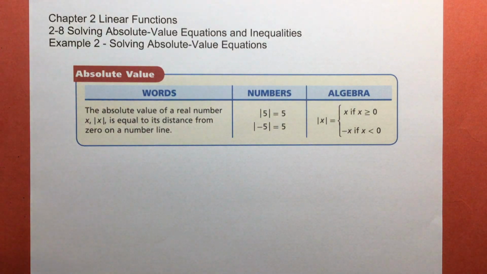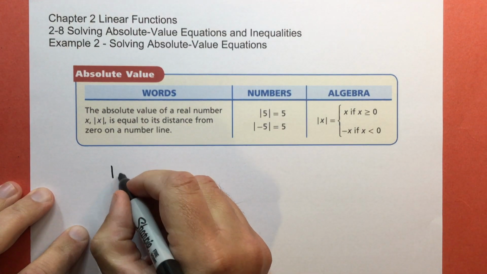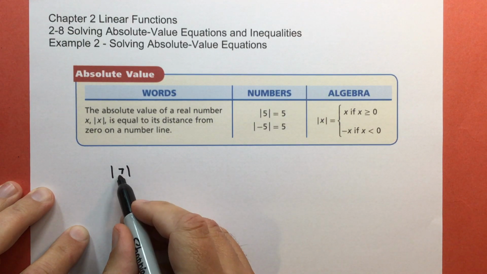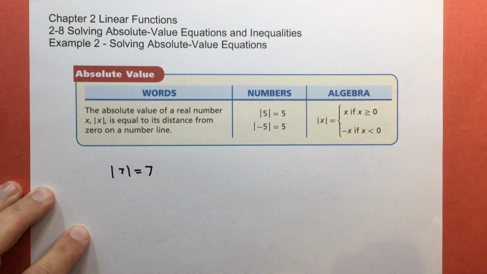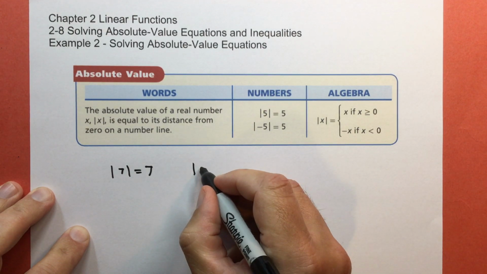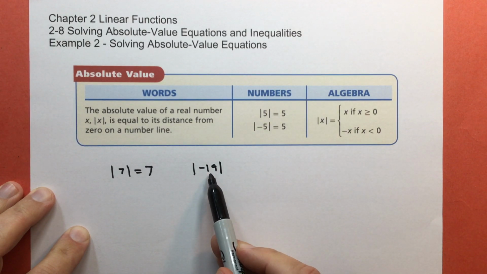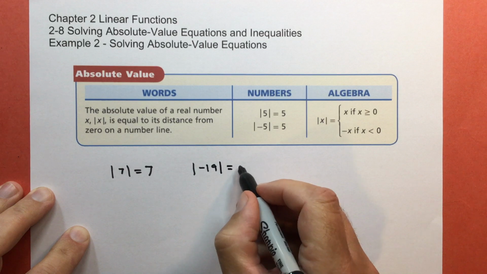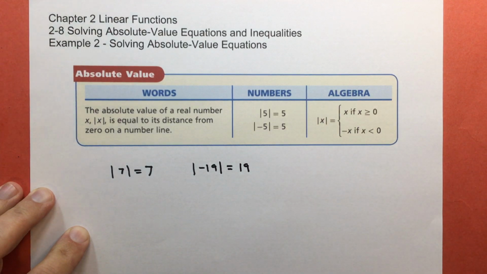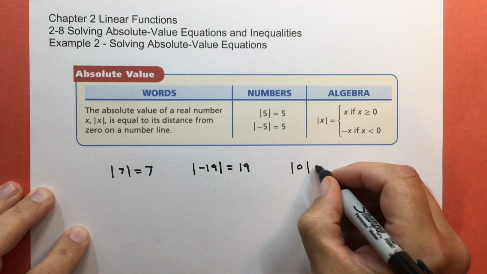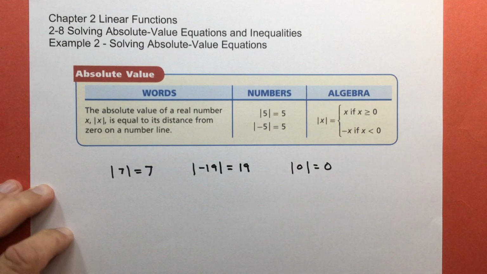Now, previously, you probably have done things like this. What's the absolute value of 7? Well, you probably learned that the absolute value of a positive number just equals that number. It stays positive. And maybe you know what's the absolute value of negative 19. If I take the absolute value of a negative number, then I drop the negative and I just end up with a positive. And what's the absolute value of 0? Well, that's just going to be 0.